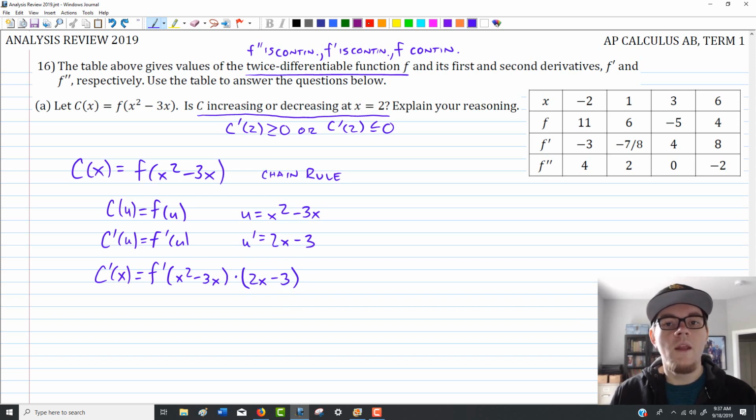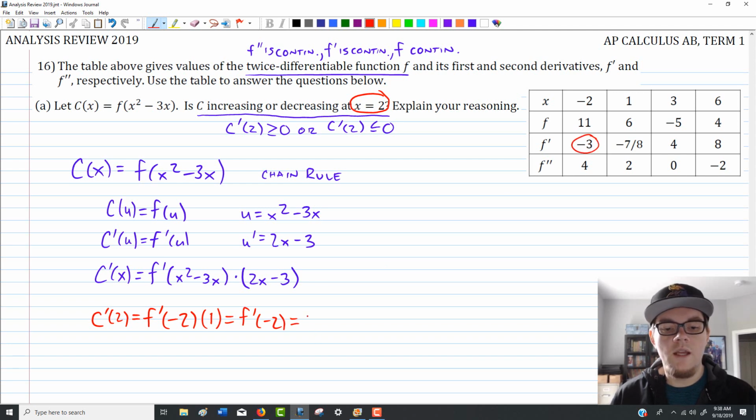So that was a good start. Now though, remember, we were interested in what was happening at specifically x equals 2. So let's compute what c prime of 2 is equal to. That's going to be f prime of 4 minus 6, which is negative 2. This will then be 4 minus 3, which is 1. So that's going to be just equal to f prime of negative 2. And f prime of negative 2 is equal to negative 3. So what we just saw is that c prime of 2 is less than 0, which implies c is decreasing.